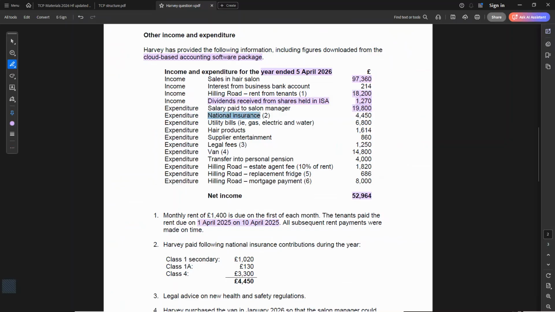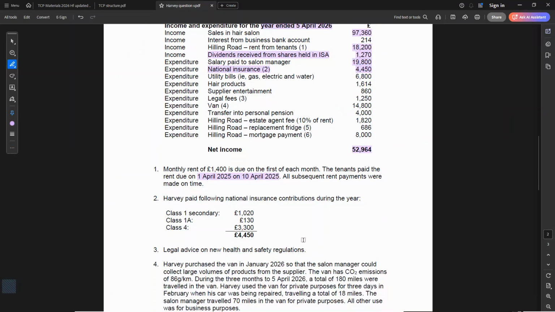The next one, national insurance, note 2, 4450. So Harvey paid the following national insurance contributions during the year. Class 1 secondary, £1,020. That will be the employer's national insurance in respect of employees, so it could be the salon manager. And then Class 1A national insurance, so that's in respect of benefits paid to the employees, £130. And then Class 4 national insurance, £3,300.